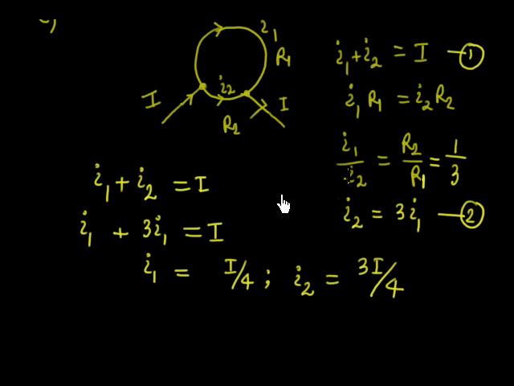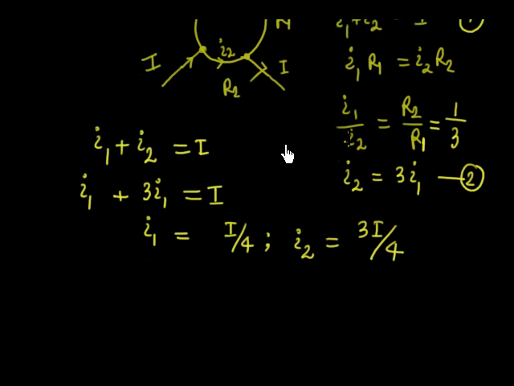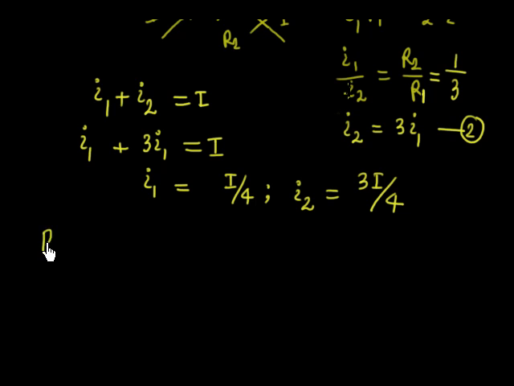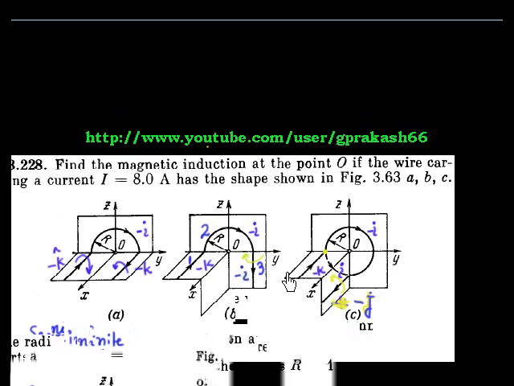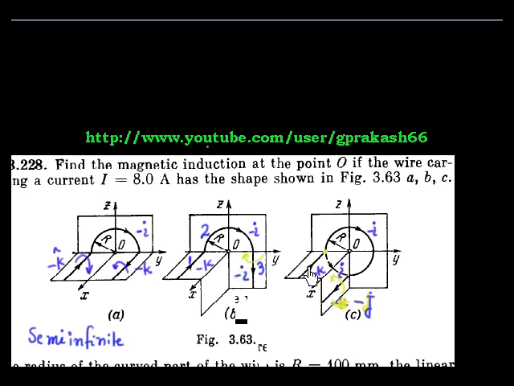Now if I know I1, I2, we have to calculate the magnitude of magnetic field. So let us see for B. I will discuss one by one. So let us say for this wire, this infinite wire, so this is going in this direction, so magnetic field due to this, so this is in xy plane, so magnetic field has to be in the k direction, and this is going in this direction, that is minus k. Are you getting it? Verify yourself.